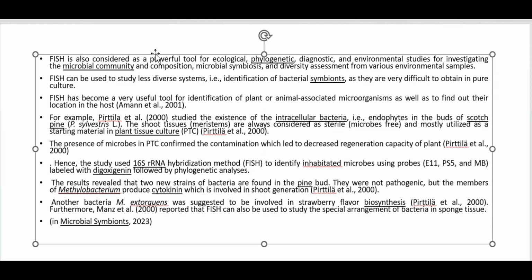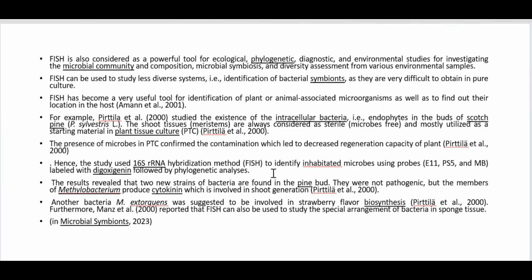These two examples we have seen. But is this the limitation of the particular technique? No, you can use it for various purposes. And here is an example like ecological, phylogenetic, diagnostic, environmental studies. Right, so right from water to soil and human tissues to fermentation broth, anything could be your sample.